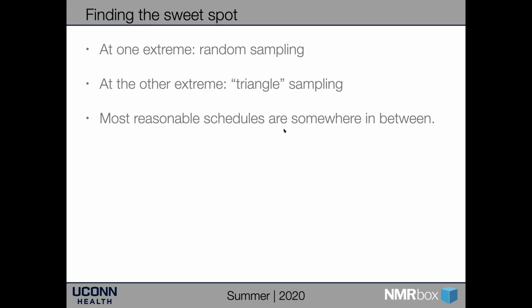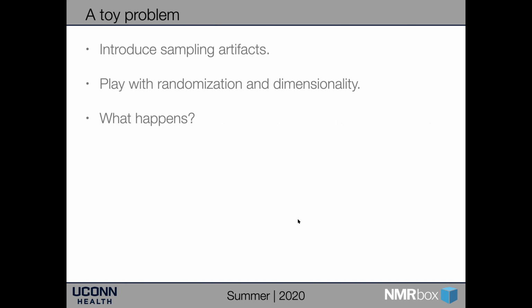So at one extreme, we've got random sampling. There are absolutely no constraints. FIDs are selected from across the entire sample space. At the other extreme, we have triangle sampling, where everything is compressed to that lower corner that I just showed you. It turns out that most reasonable schedules are going to be somewhere in between. So let's see what happens in that in-between region.